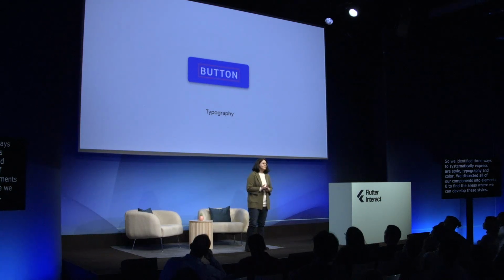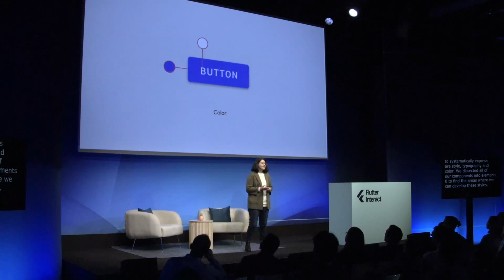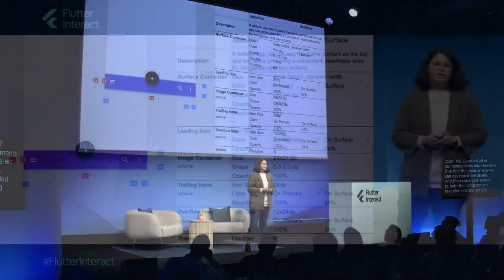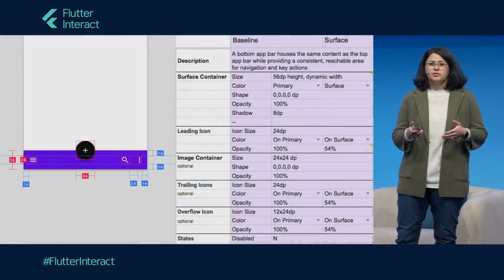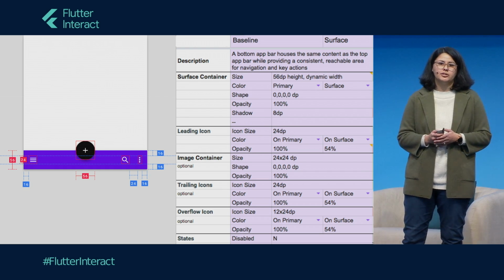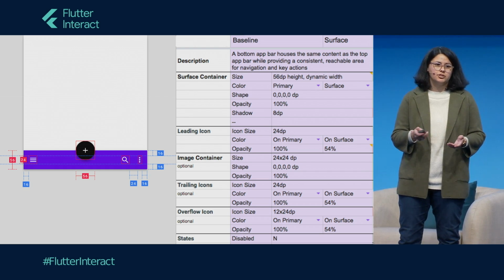But here, as we explore the button component, the typography style gets applied to the text element. And then the shape gets applied to the container element. And then color gets applied both to the container and text element. And we did this exercise for all of our components. And it was really important for us to establish a common language so that when we are talking to our designers and developers, we were all on the same page when we wanted to enable theming.